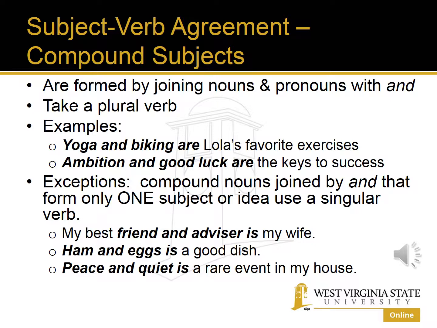So you might say, well, how can I be sure that it's a singular idea or a plural idea? Well, consider the fact that these sentences are mostly formed with the verb to be. So look at the complement. If one side of the equation is singular, then most likely the subject of the sentence is also expressing a singular idea. So we use a singular verb. So if we look at our previous examples, if we look to the complement on the right side of the equation formed by the verb to be: my wife, a good dish, a rare event.